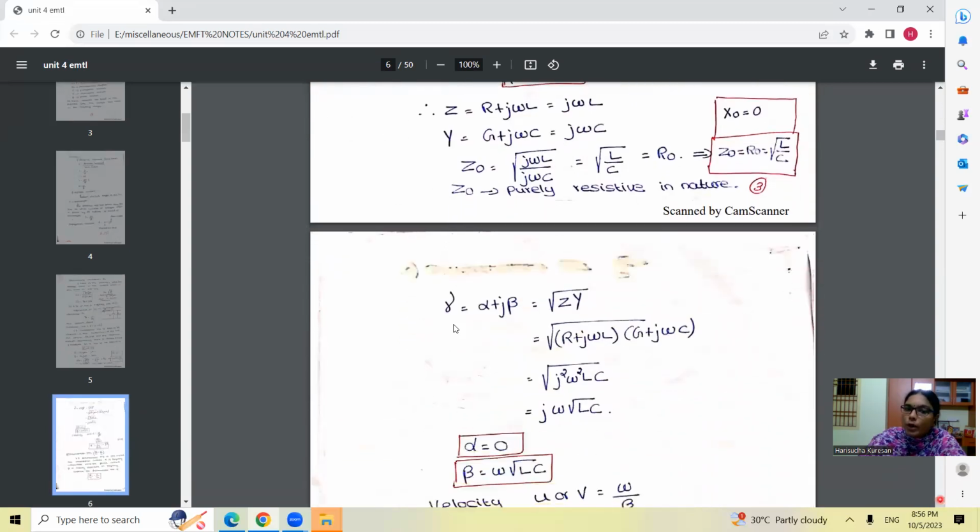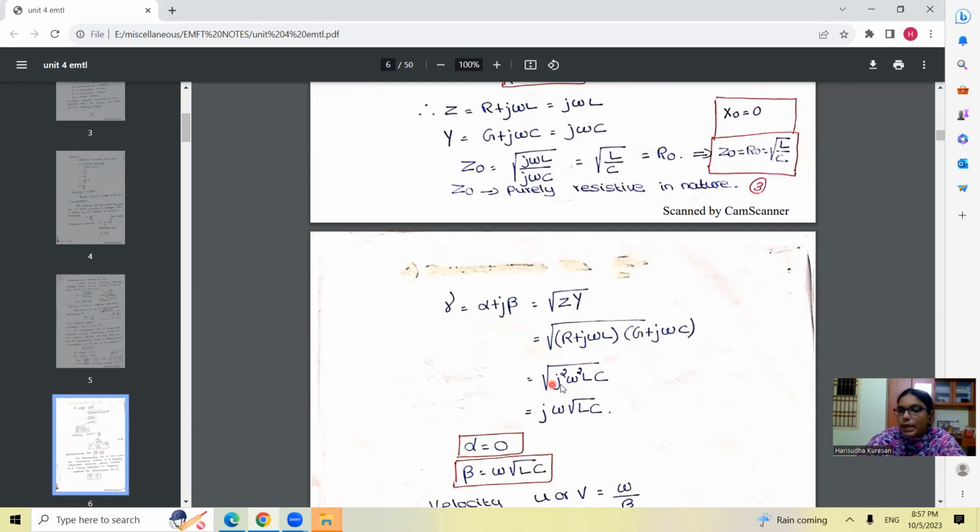We also have another formula called the propagation constant gamma. Gamma is equal to alpha plus J beta, where alpha is the attenuation constant and beta is the phase constant. We can also write the propagation constant as square root of Z into Y. When you substitute the values of Z and Y, replacing Z by R plus J omega L and the shunt admittance by G plus J omega C, we know the condition for the lossless line is R is equal to G is equal to 0. So the R part and G part get cancelled and you get J omega L into J omega C. Therefore, it becomes square root of J square omega square LC.